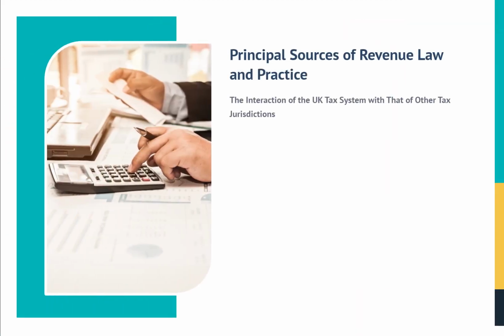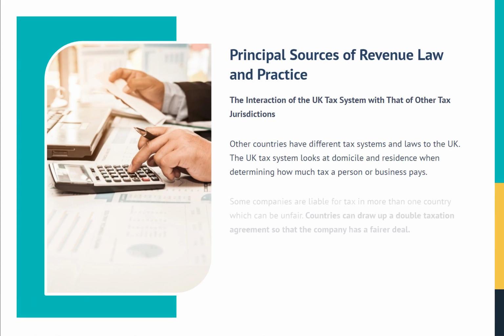The interaction of the UK tax system with that of other tax jurisdictions. Other countries have different tax systems and laws to the UK. The UK tax system looks at domicile and residence when determining how much tax a person or business pays. Some companies are liable for tax in more than one country, which can be unfair. Countries can draw up a double taxation agreement so that the company has a fairer deal.